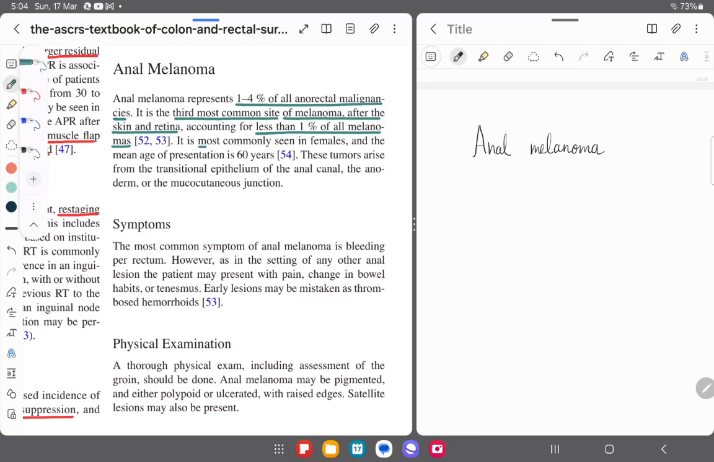It is most commonly seen in females, and the mean age of presentation is 60 years. Arises from the transitional epithelium of the anal canal, the anoderm, or the mucocutaneous junction.